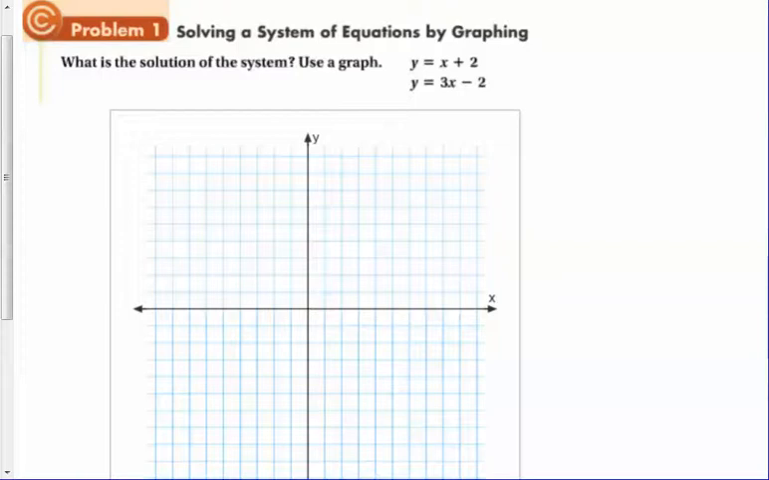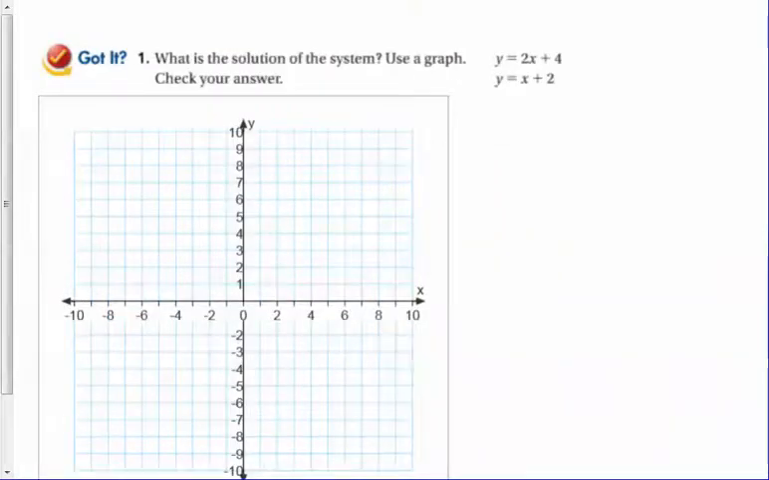Let's look at another example, the got it. If you're going to do this on your own, you would see that you have a y-intercept of 0 comma 4 and a slope of 2. So you could put a dot at 0 comma 4 and go up 2 over 1, and then connect them with a line. You can go ahead and do that one on your own and see what you come up with.